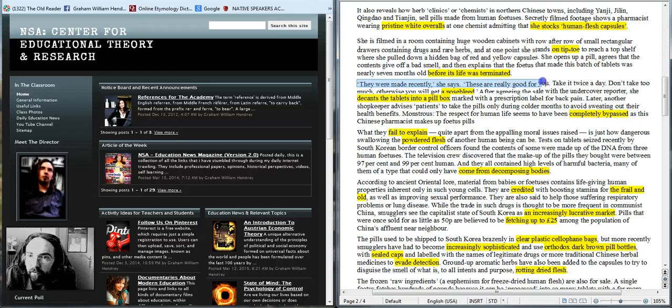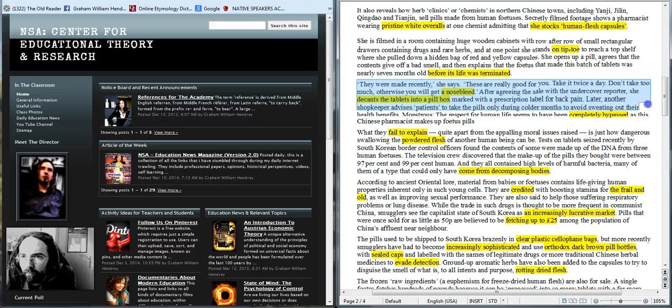They were made recently, she says. They're really good for you. Take it twice a day. Don't take too much, otherwise you will get a nosebleed. After agreeing the sale with an undercover reporter, she decants the tablets into a pillbox marked with a prescription label for back pain. Later, another shopkeeper advises patients to take the pills only during colder months to avoid sweating out their health benefits.